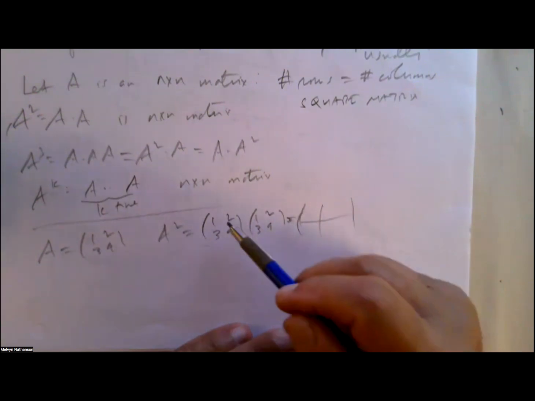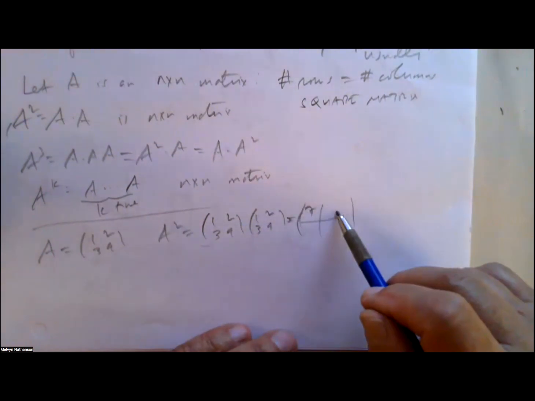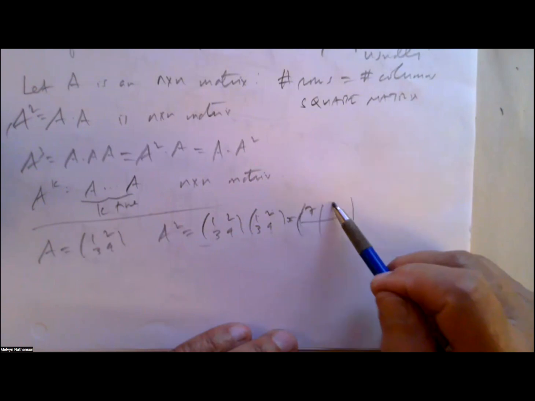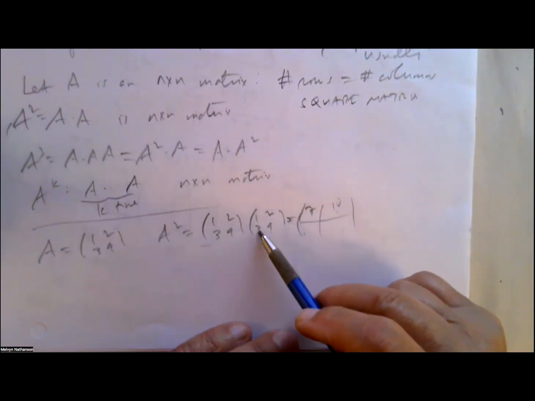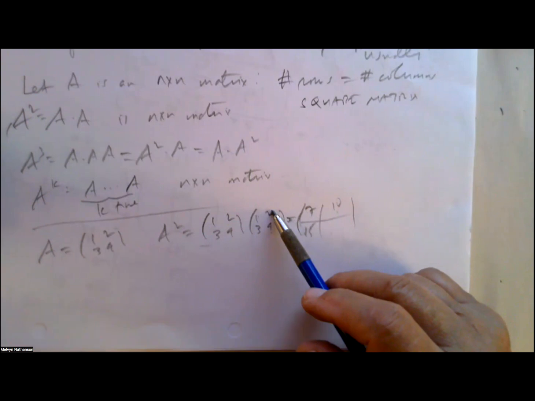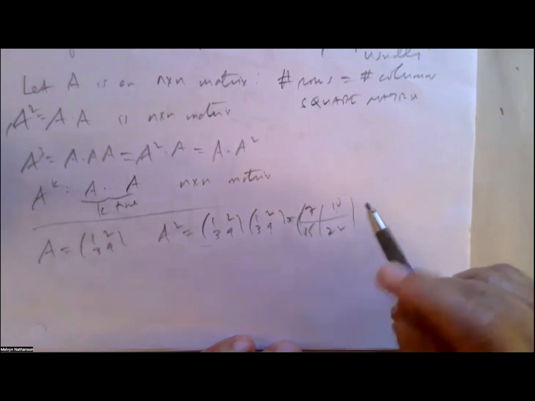First row, first coordinate, 1 plus 6 is 7. First row, second coordinate, 2 plus 8 is 10. Second row, first coordinate, 3 plus 12 is 15. Second row, second coordinate, 6 plus 16 is 22.